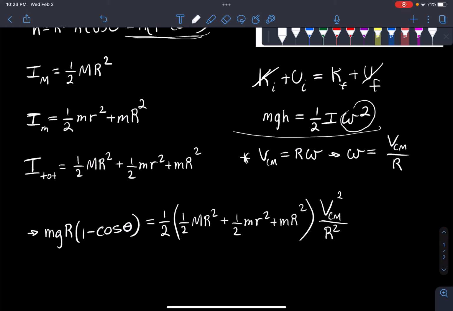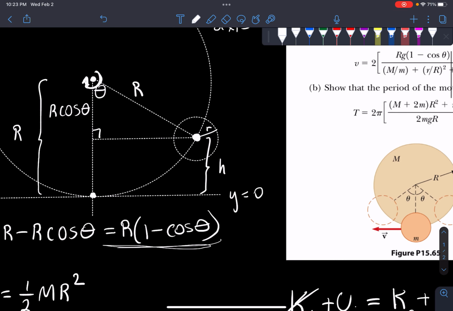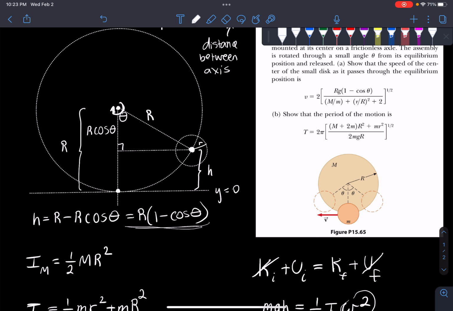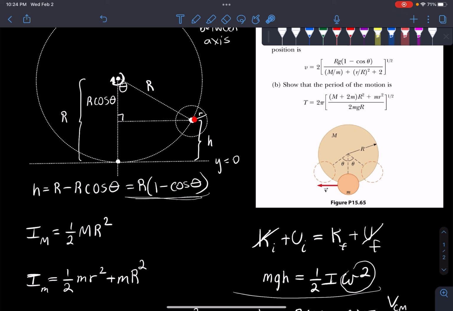Okay. And I guess I should note that it's not the little r squared, because this little disk right here, when it oscillates, when it's rotating like this, its radius of rotation, I guess if you want to say it like that, is this capital R. So that would be relating its angular velocity about this point and the tangential velocity of the center of mass.